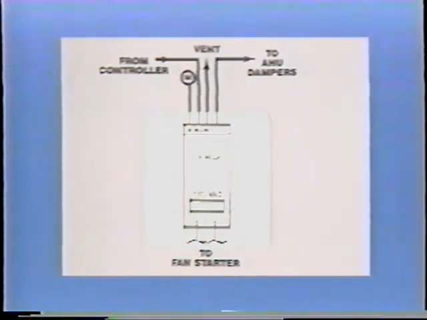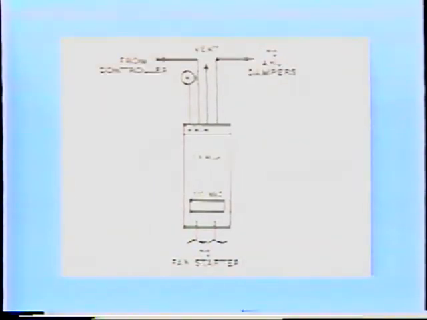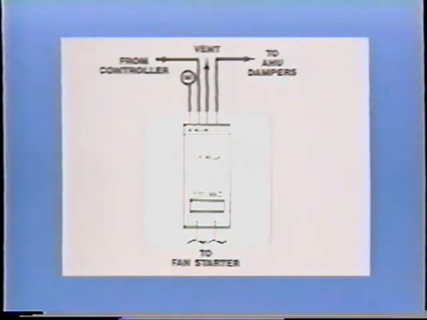The normally closed port is connected to the common port, allowing the mixed air controller to operate the system dampers. When the fan is shut down, the EP relay is de-energized, and common port is vented to the normally open port, allowing the outside air dampers to go to the fully closed position.